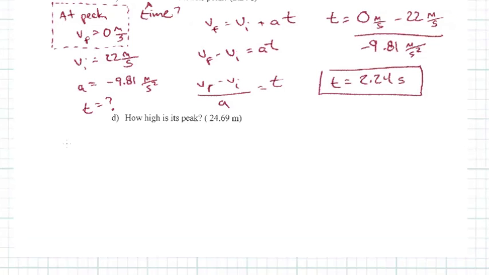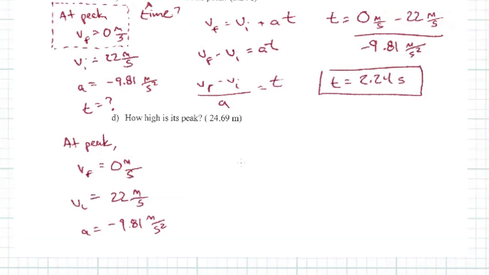At the peak, final velocity is 0 meters per second. Initial velocity is 22 meters per second. What else do we know about this? The acceleration is still negative 9.81 meters per second squared. And do we know anything else? Not really. Oh, well, we know the time. We can write the time down too. Although, again, we want to avoid using it if possible, because we could have gotten it wrong in the previous problem. So let's just write down our time just for the heck of it.